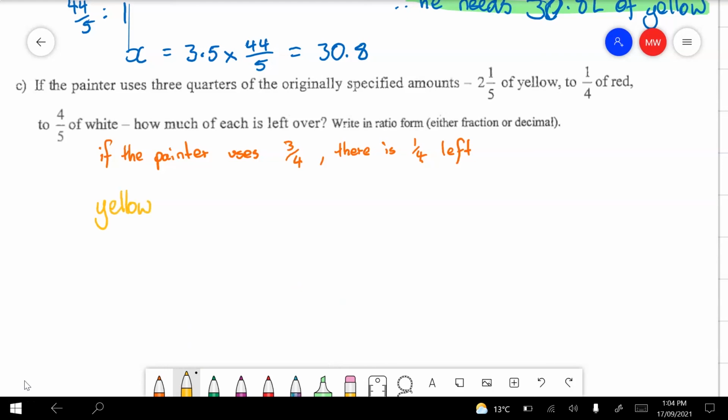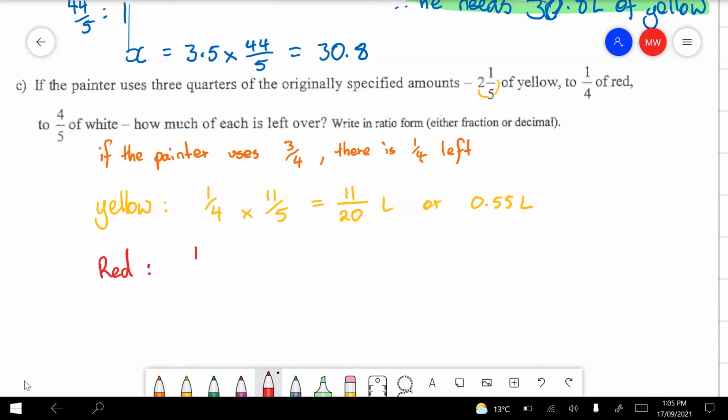So yellow, that's going to be 1/4 of 2 1/5. That's not a very nice number to work with. So 2 1/5 is equivalent to 11/5. Remember we did 2 times 5 makes 10, 10 plus 1 makes 11, 11 over 5. And so we will have 1 times 11 is 11, 4 times 5 is 20. Remember top times top, bottom times bottom, of a litre. Or if you're using a calculator, you might get 0.55 litres. Both are fine.